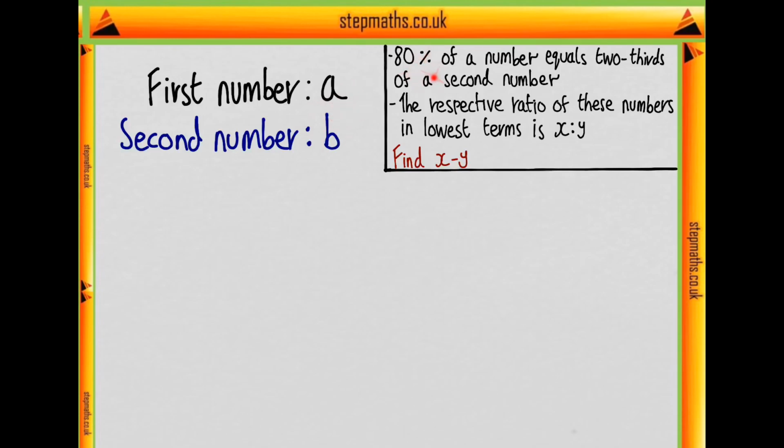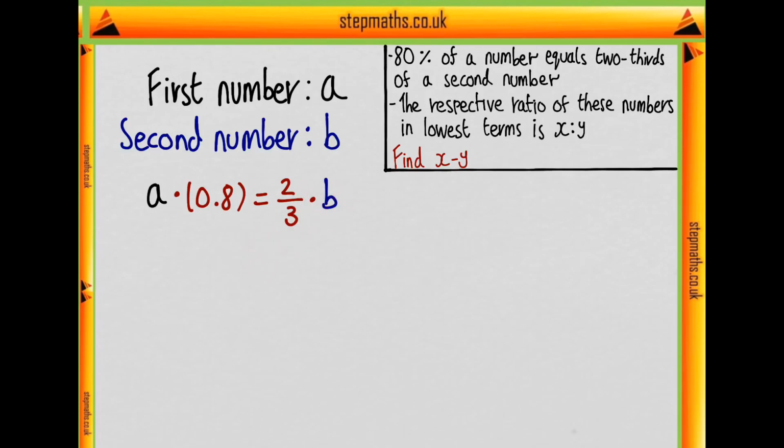Well, we know 80% of a number, i.e. the first number. So we know A times 0.8, because it's taking 80% of it, is equal to 2/3 of a second number, so i.e. 2/3 times B. So we've got this expression in A and B now. Let's get this to a more palatable form.